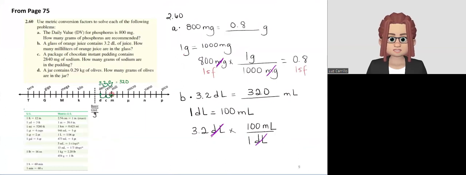Make sure that you practice problems C and problem D.